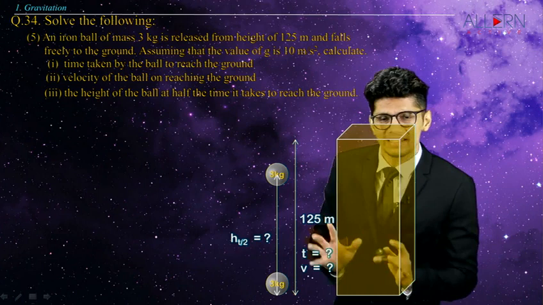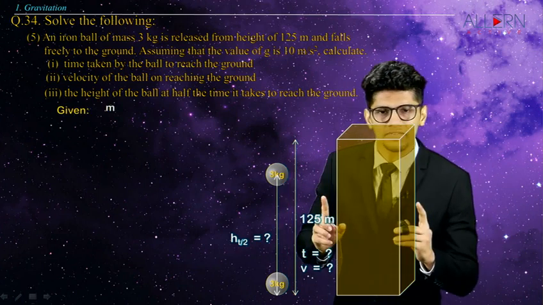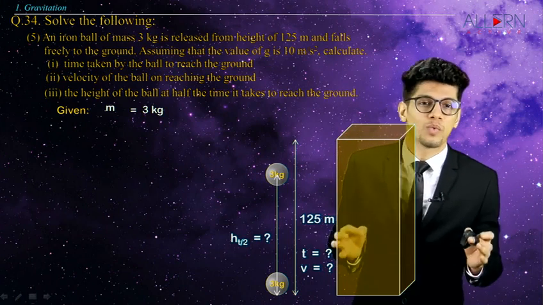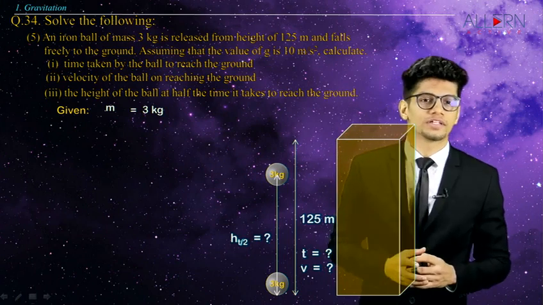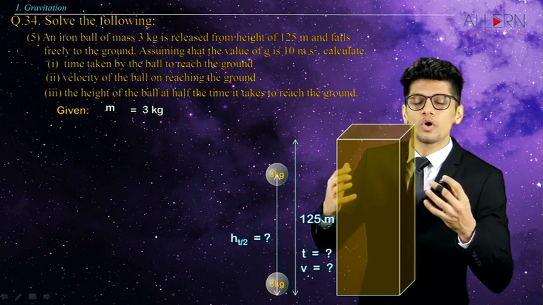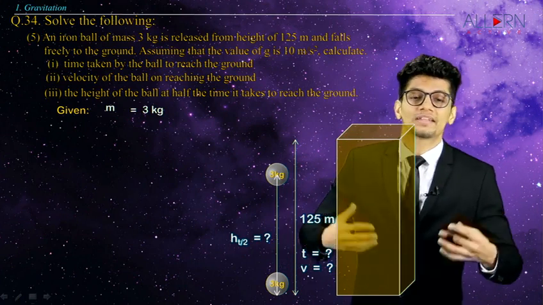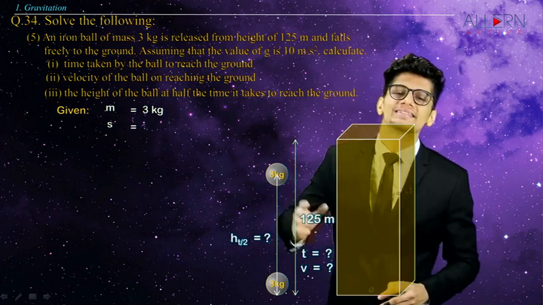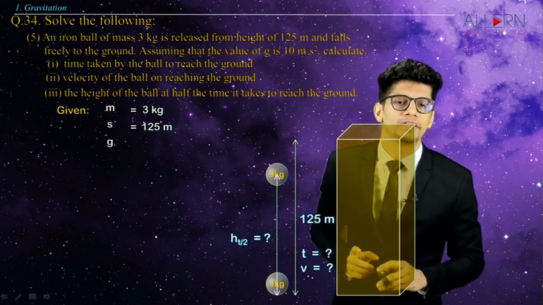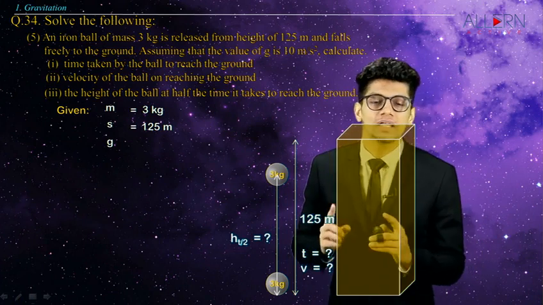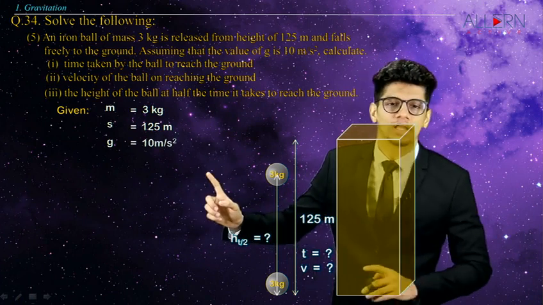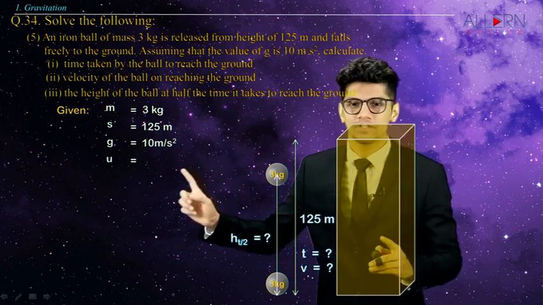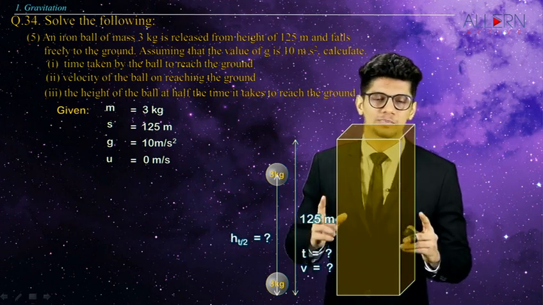Now we'll write these things in the given data first. So in the given data, first of all, we have mass that is equal to 3 kg, which will not be required in solving the question. Why? Because all the equations of motion that we have do not depend upon the mass of the object. Then we also have the value of s, that is the displacement, which is equal to 125 meters, and we have the value of small g, that is 10 meters per second square. There is one more conclusion that we have drawn, that is the initial velocity u is equal to 0 meters per second.